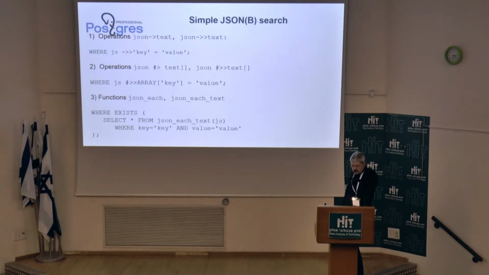Okay, how to search data in JSON, JSONB? First, the most simple search is done when you are looking for a definite value of some definite key. It is easy, and of course, it can be supported by a regular functional index. But for that, you of course need to know the key. And each key is indexed separately, if you like.